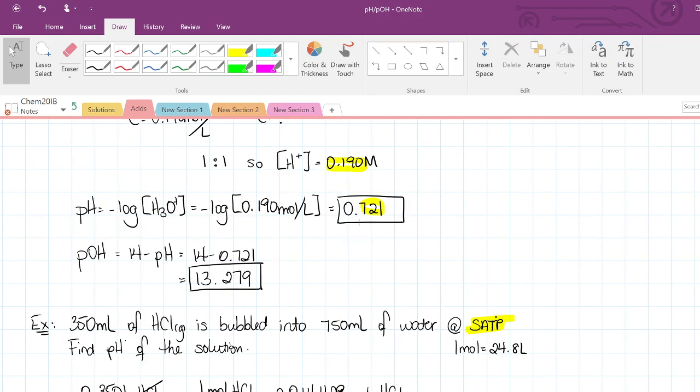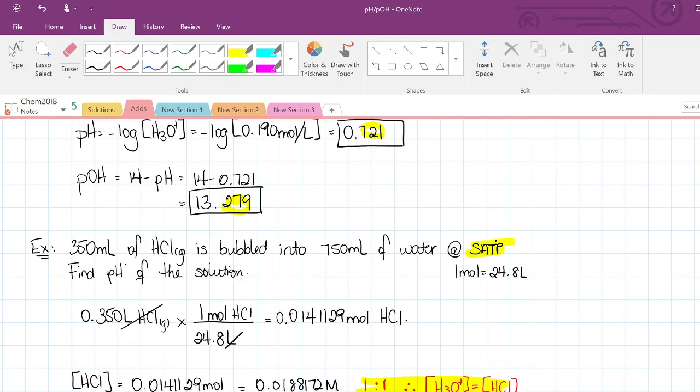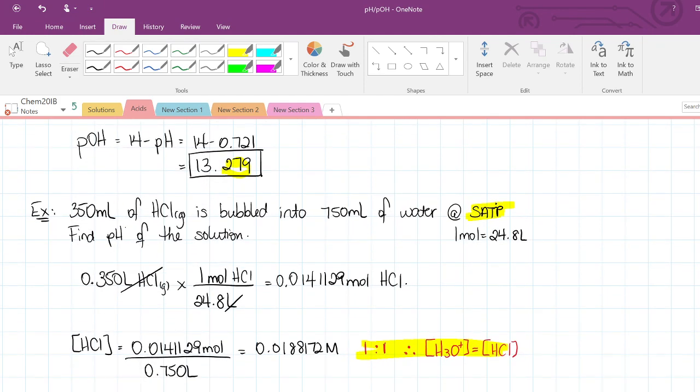Now to figure out pOH, I just take 14 minus pH, and I got 13.279. Okay, so again, 3 decimal places. That's the second example, slightly more complex.